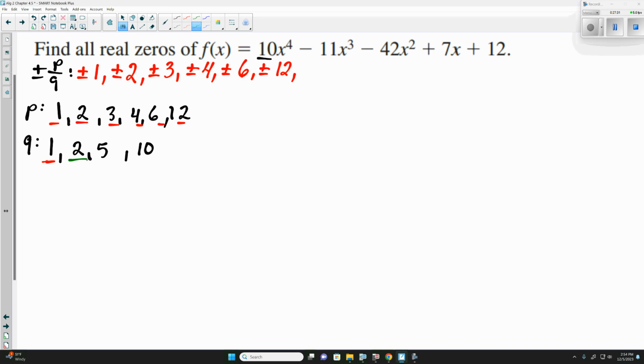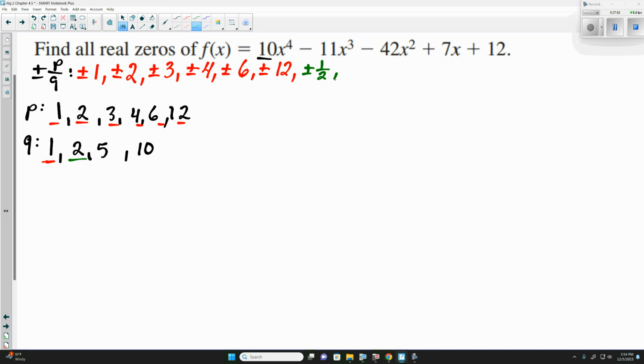Now we move on to 2 and do the same thing. 1 divided by 2 is plus or minus 1/2. 2 divided by 2 is 1. Is 1 already listed? Yes. And if a number is already listed, we're not going to put it twice.